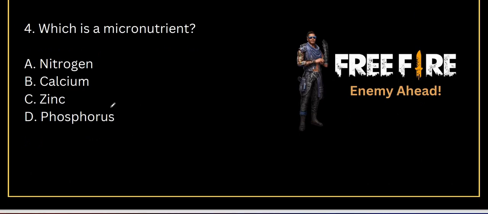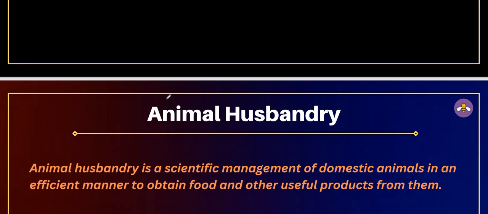Checkpoint. What is a micronutrient? Micro means less amount. Think. Nitrogen is macro, phosphorus is macro, calcium is macro. I think zinc. Yes, once I am sure, it is zinc.